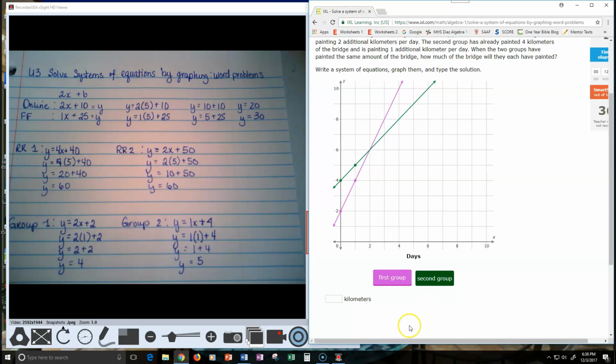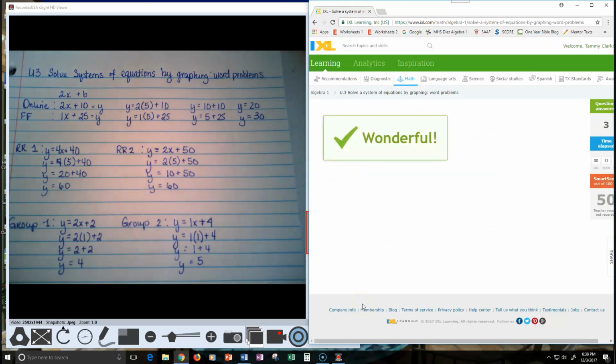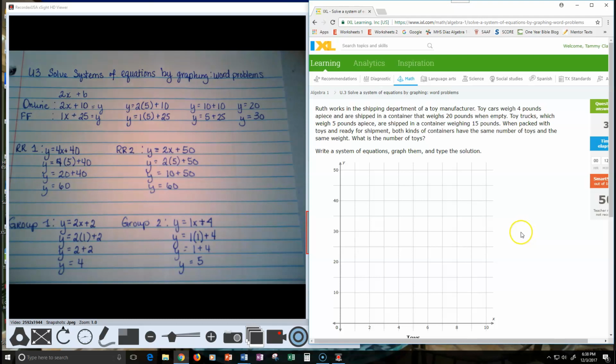And the point at which they will have painted the same number of kilometers is on day 2, and they will have painted 6. So be really careful with these. I don't think it's so much writing the equations as being very careful how you graph.